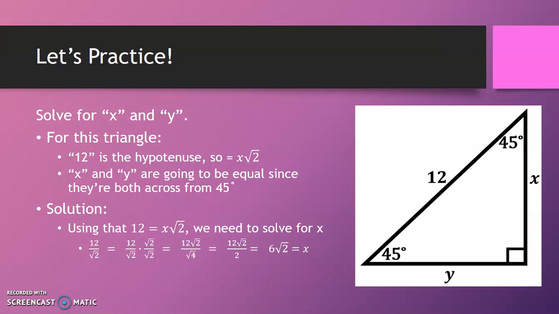Now because my 45 degree angles have x and y across from them, that means that x and y are going to be the same. So because x is 6 square root of 2, y should also be 6 square root of 2.